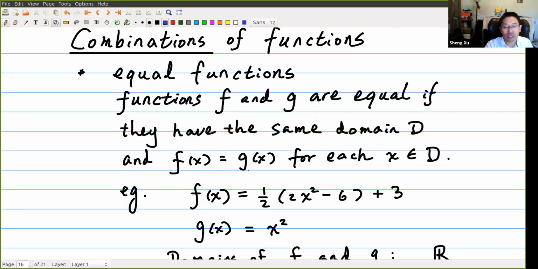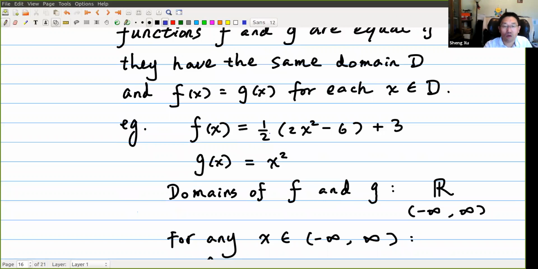So for example, I have f(x) equals half times (2x squared minus 6) plus 3, that's f(x). I have g(x) equal to x squared. So clearly the domain of both f and g would be what? Would be all the real numbers, right? No restrictions here. You can square any number. So it's the set of real numbers, or sometimes we say the interval from negative infinity to positive infinity, the whole number line, okay?